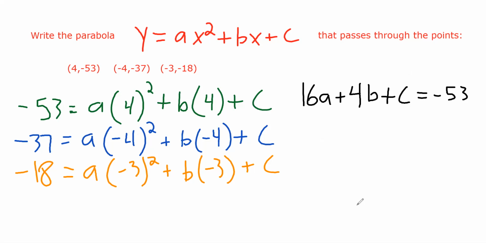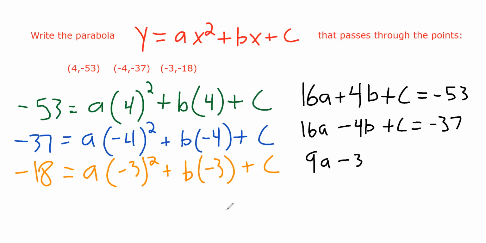This second equation, negative 4 squared is again 16, so 16a minus 4b this time, plus c equals negative 37. And then finally, this last equation, negative 3 squared is 9, so it'll be 9a, b times negative 3 is minus 3b, plus c equals negative 18.